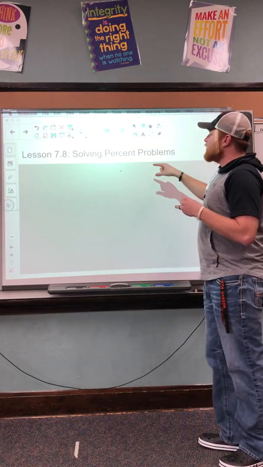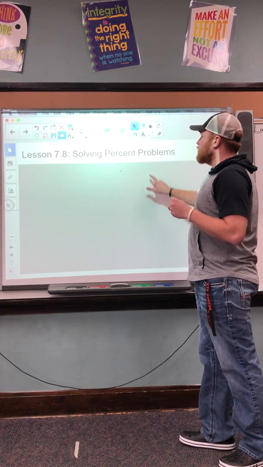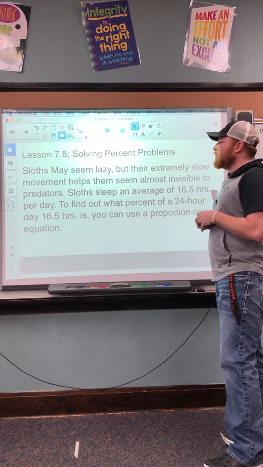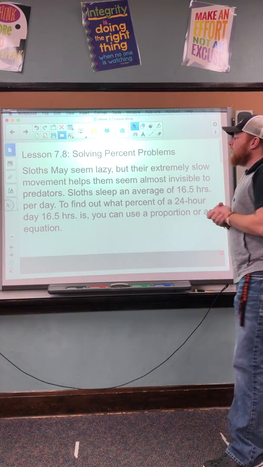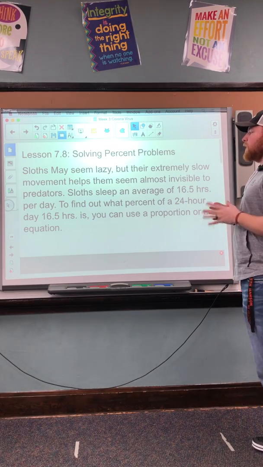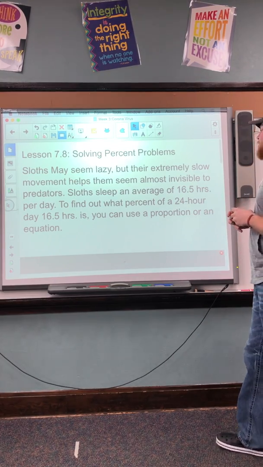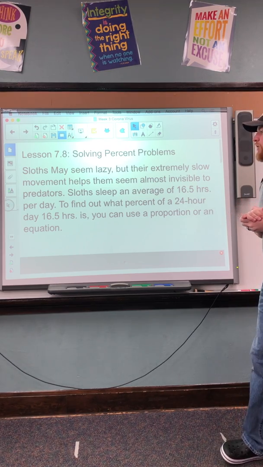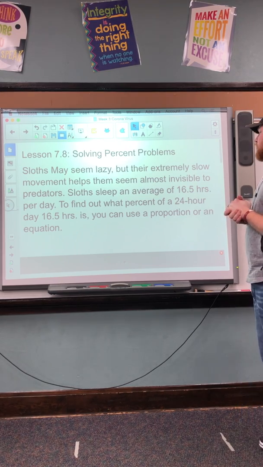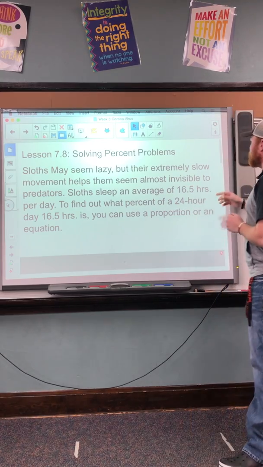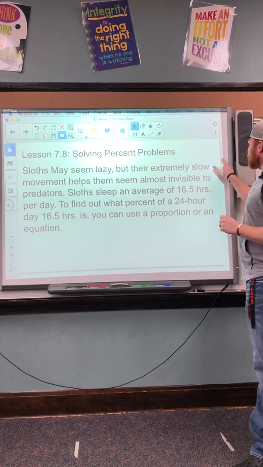Alright, lesson 7.8, solving percent problems. A little bit of a mini example. Sloths may seem lazy, but their extremely slow movement helps them seem almost invisible to predators. Sloths sleep an average of 16.5 hours per day. To find out what percent of a 24-hour day 16.5 hours is, you can use a proportion or an equation.